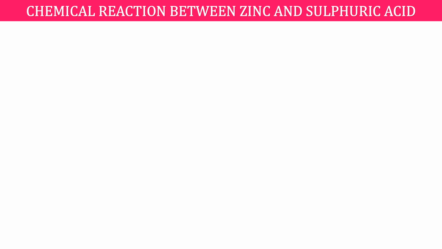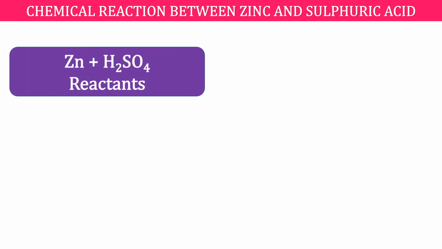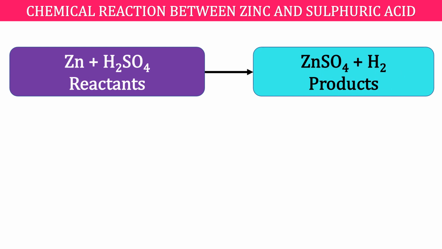Let's learn to write a chemical equation for the chemical reaction between zinc and sulfuric acid. To start with, write the formula for zinc and sulfuric acid as Zn and H2SO4 on the reactant side, which react to form zinc sulfate and hydrogen, represented as ZnSO4 and H2 on the product side.